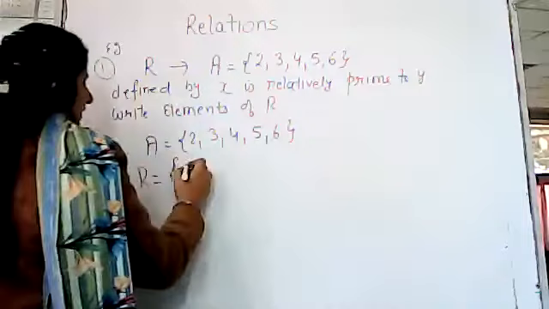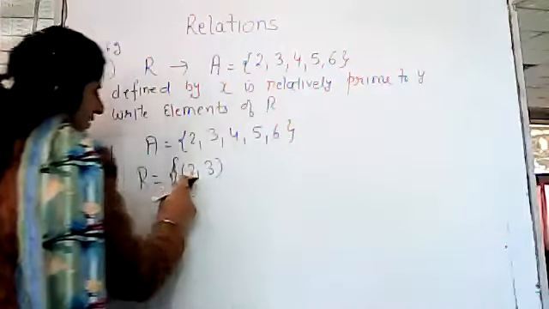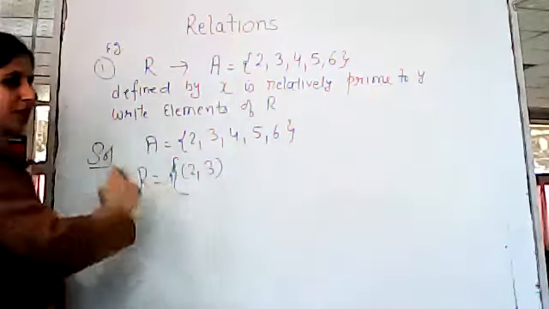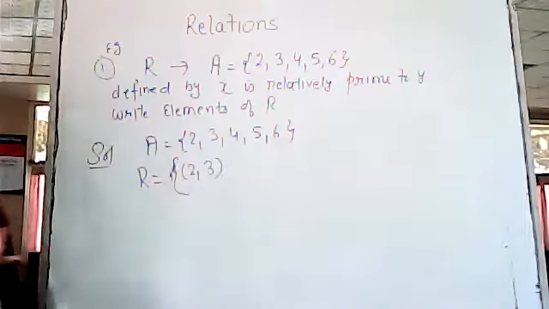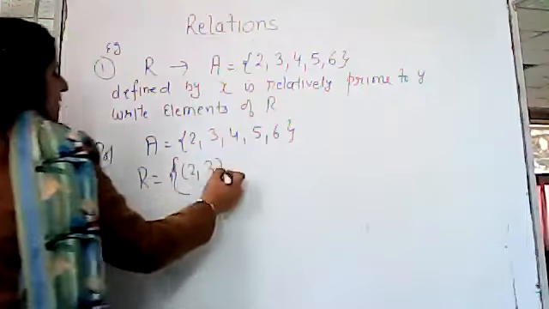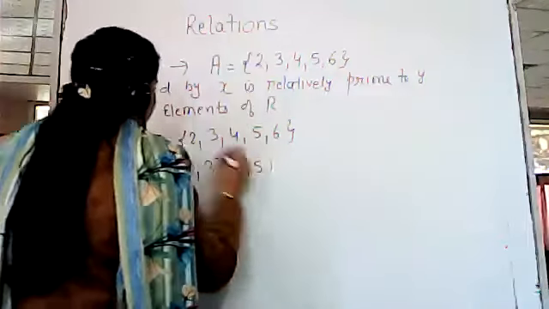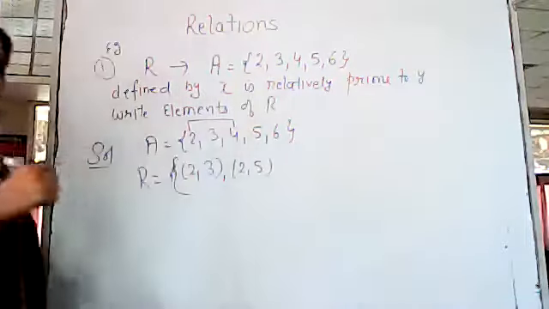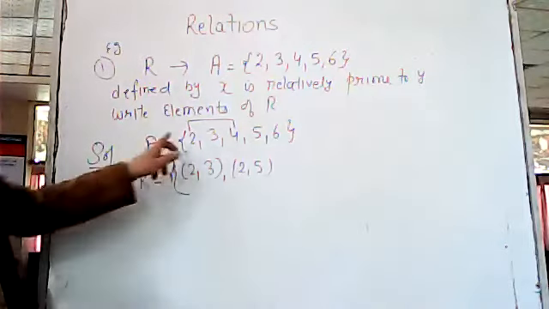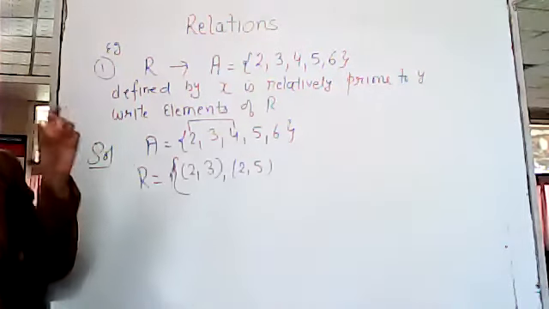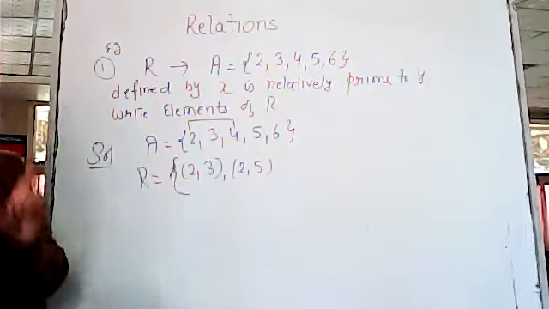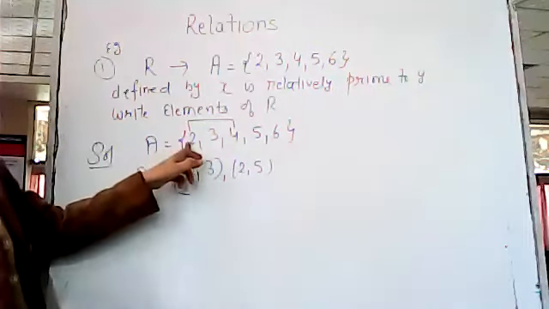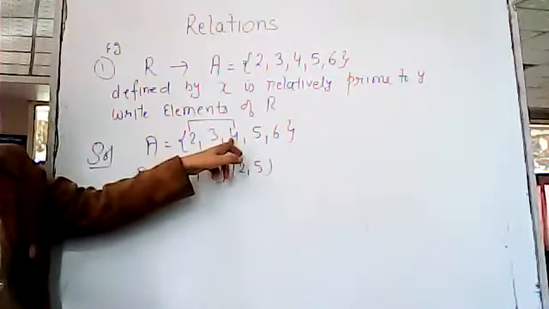How have we defined the relation? 2, 3. This is the ordered pair. GCD of 2 and 3 is equal to 1. There is nothing common between 2 and 3. The next ordered pair is 2, 5. You can't take 2, 4 because if we take the pair 2, 4, then their GCD is not equal to 1. Why? Because 2 is a number which is common to 2 as well as to 4.